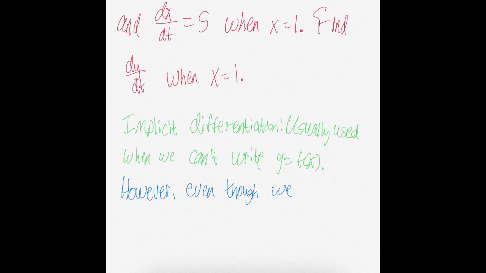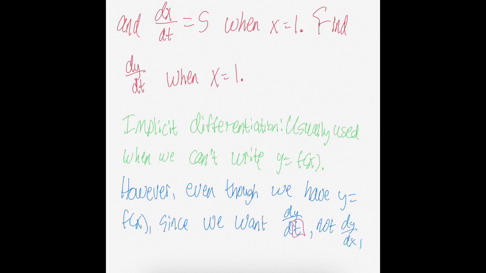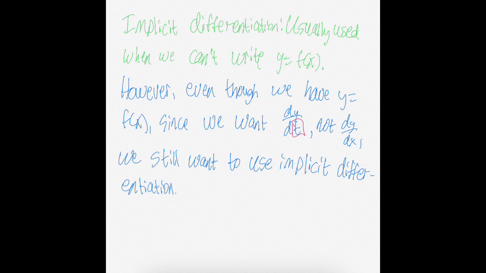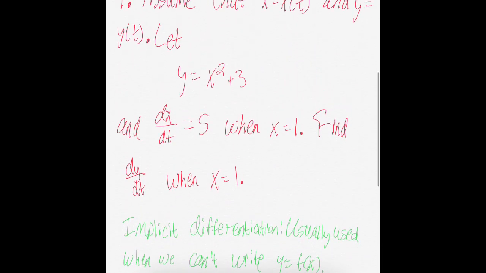However, in this case, that's actually going to be what we want to do. Even though we have y equals a function of x here, since we want the derivative of y with respect to t, that's the key, we don't want dy dx, we want dy dt. Dt is the kicker here, not dy dx. We still want to use implicit differentiation here, because that will help us get this derivative in terms of t. We could very well just take this derivative like normal and get our derivative in terms of x, but that wouldn't give us our derivative in terms of t. Implicit differentiation.